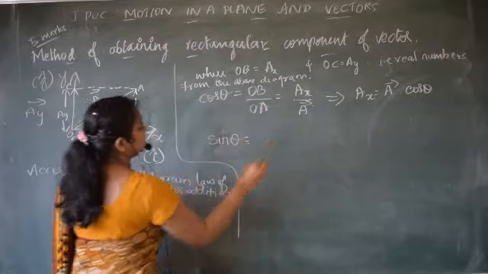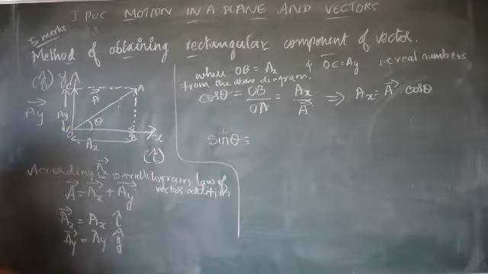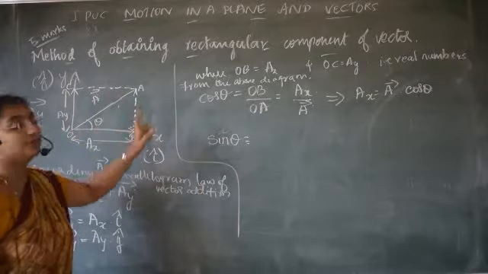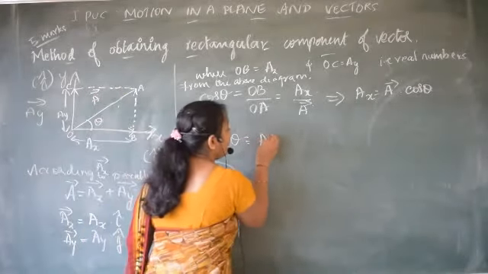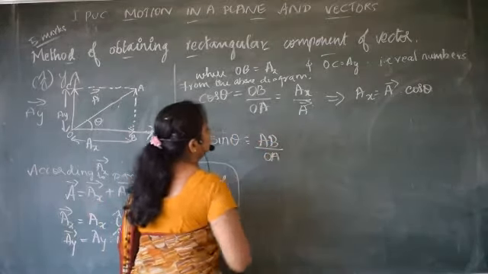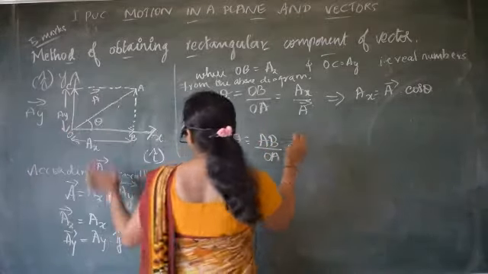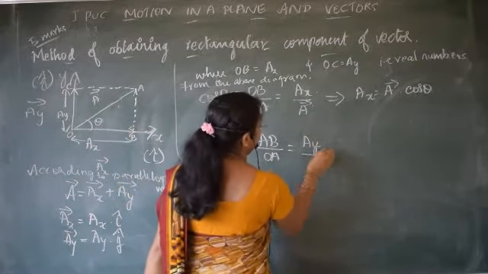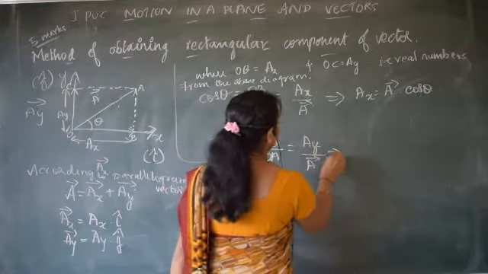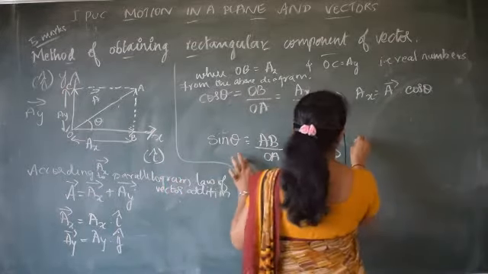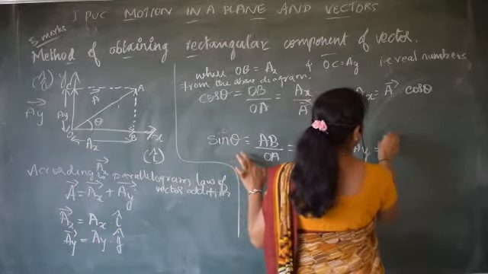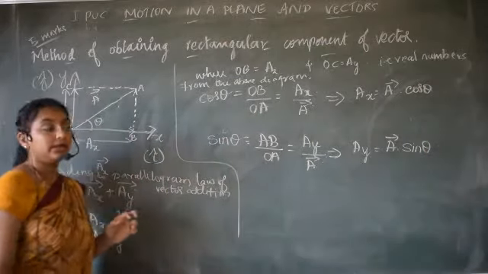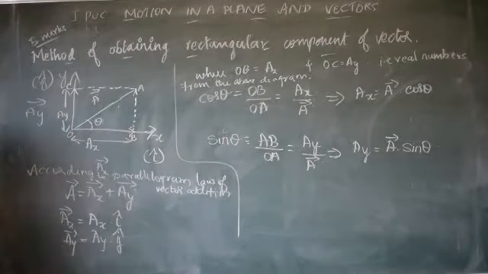sin theta is equal to, what is sin theta? Opposite by hypotenuse. For this theta, the opposite is AB and the hypotenuse is OA. So AB is nothing but this length AY, by A vector. Now can I write clearly? AY is equal to A vector into sin theta. Correct? A vector into sin theta.